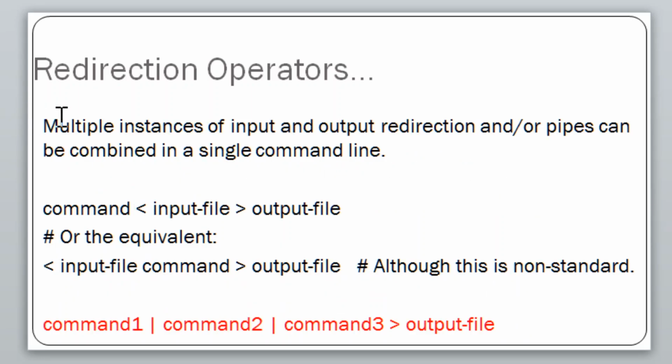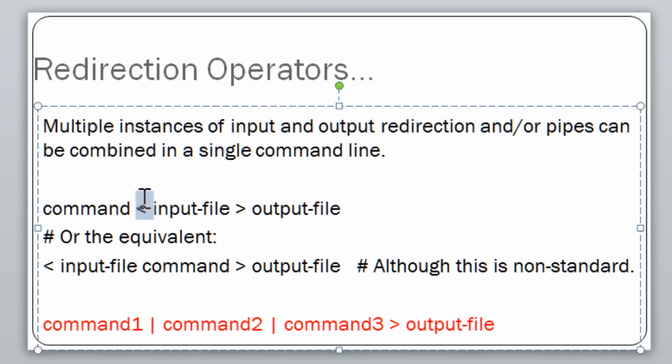You can also combine multiple instances of input and output redirection into a single command line. So we can use two symbols in one line. We have a command, less than, a file, greater than, an output file. So this file gets sent to this command, and then it gets redirected to an output file. Or we can do it like this: we have an input file, command, and an output file.